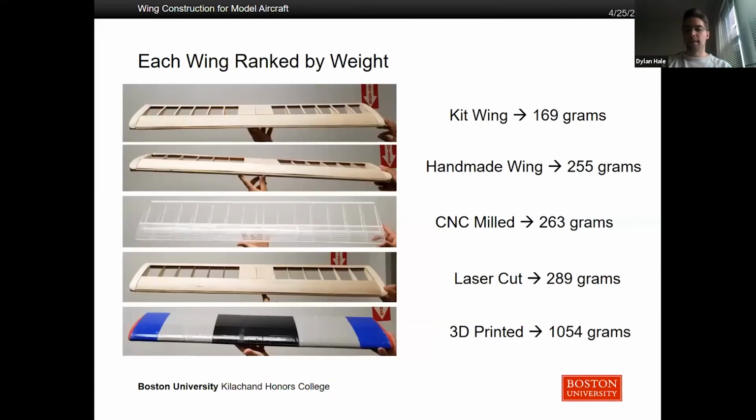We found in terms of weight that the kit wing was by far the lightest at only 169 grams. This is most likely because the balsa wood used in this kit was very light. There's a lot of different types of balsa wood and they all vary in weight, and the balsa we got for our handmade wing and our laser cut wing was a little bit heavier. The handmade wing, the CNC milled wing, and the laser cut wing were all around the same weight, ranging from about 250 to 290 grams, which was interesting to learn. Our 3D printed wing, however, weighed over 1 kilogram, which was absolutely ridiculous, but that's just because of the very dense and heavy nature of the material used in 3D printing.